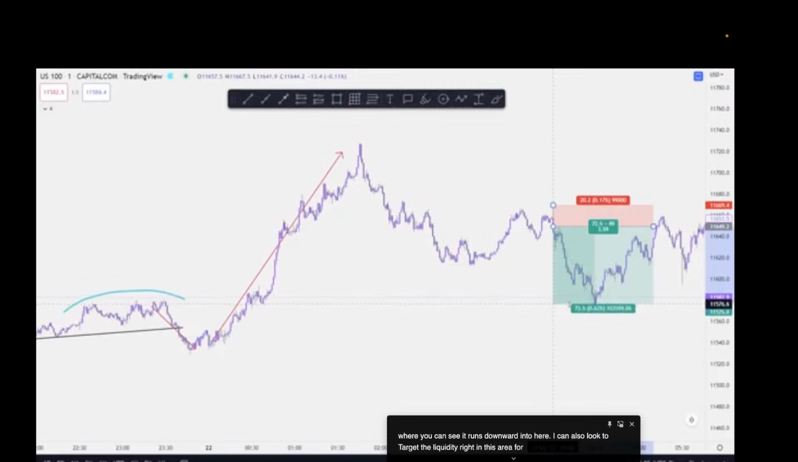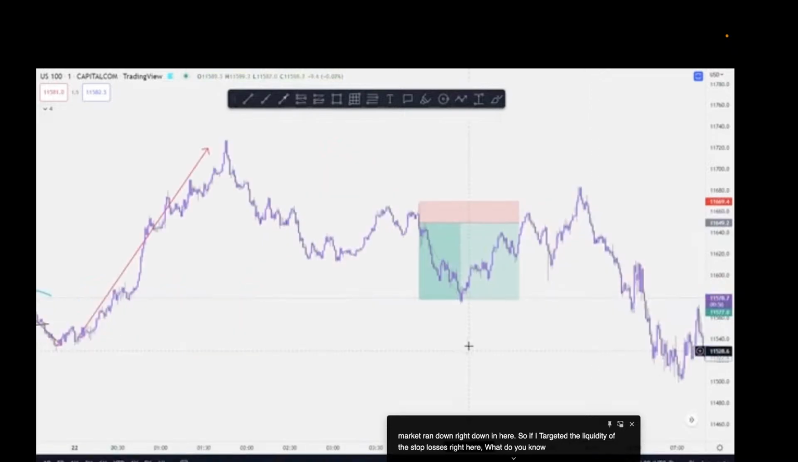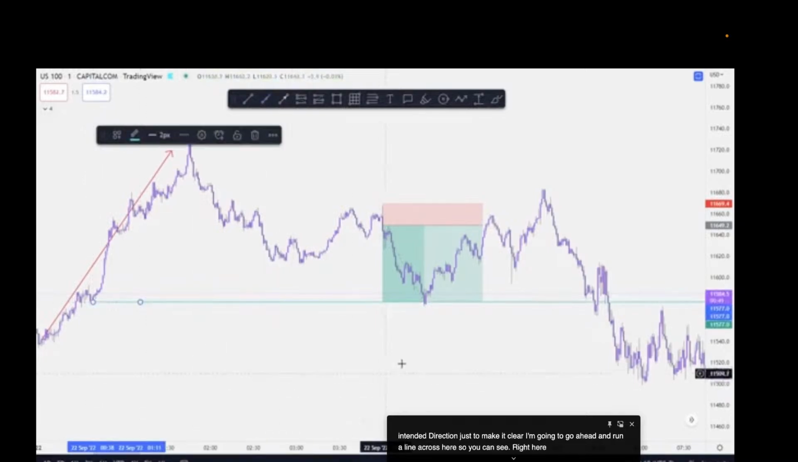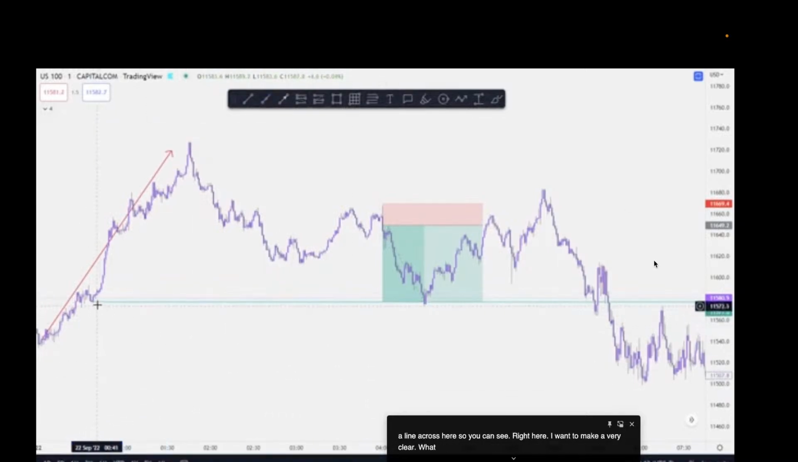So if I targeted the liquidity of the stop losses right here, what do you know? Market went down, perfectly tagged that liquidity out before it continued on in its intended direction. Just to make it clear, I'm going to go ahead and run a line across here so you can see right here. I want to make that very clear what it was targeting, the lows here. Okay, the low here, that's what it ran right here in order to grab that liquidity.